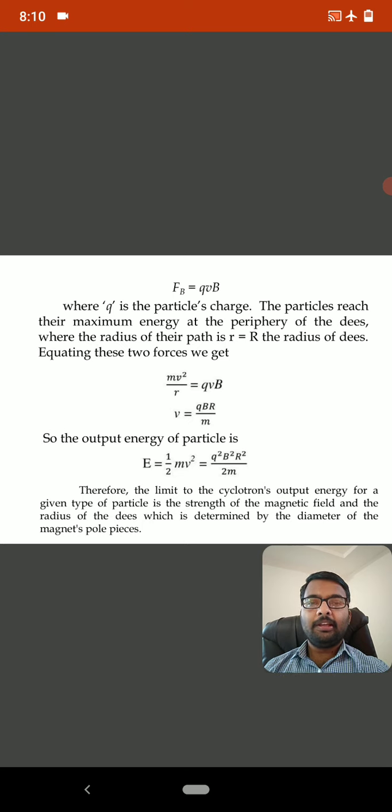So by using such a cyclic accelerator, that is the cyclotron accelerator, we can extract high energy charged particles to the experimental station depending upon our experimental requirements. So this is the principle, construction, working and the maximum energy of the charged particle which can be extracted from the cyclotron accelerator.